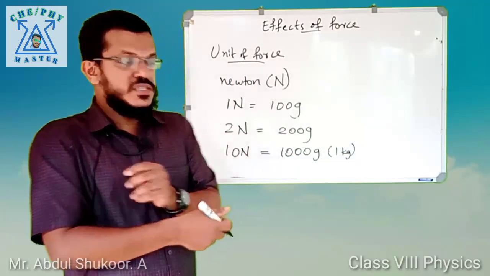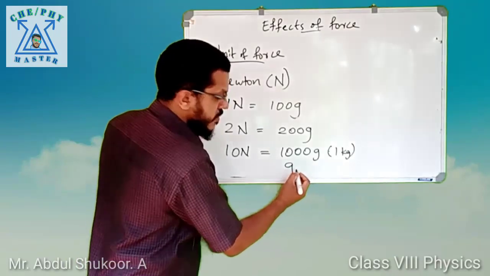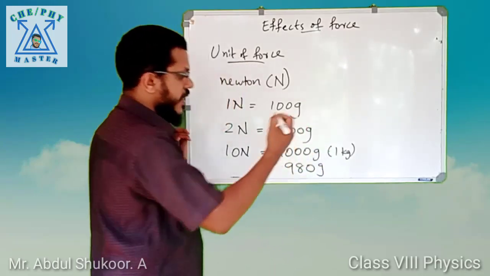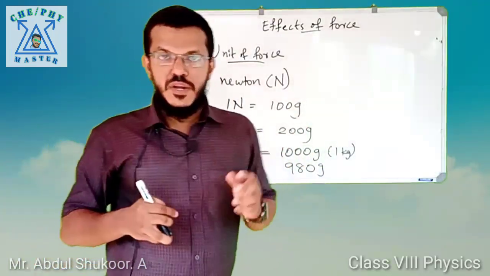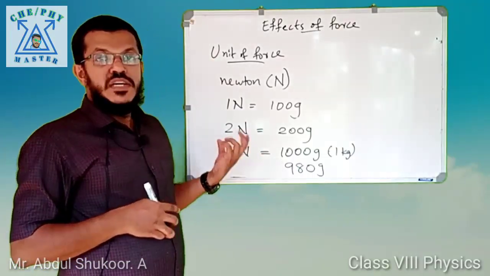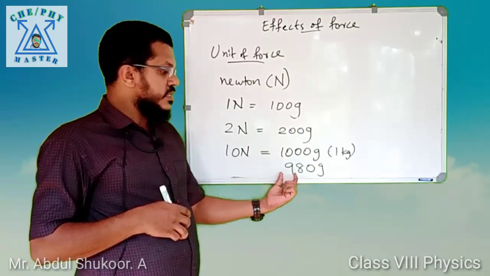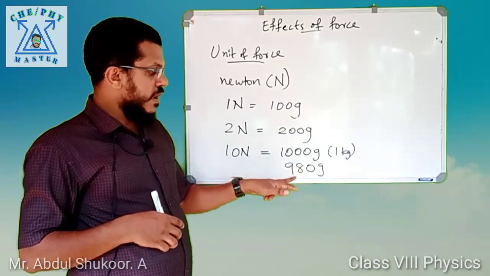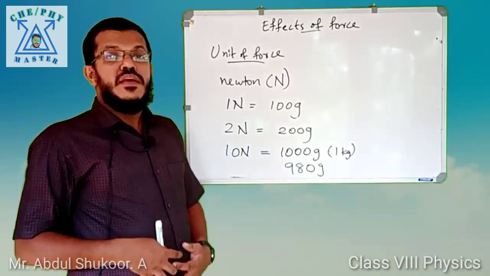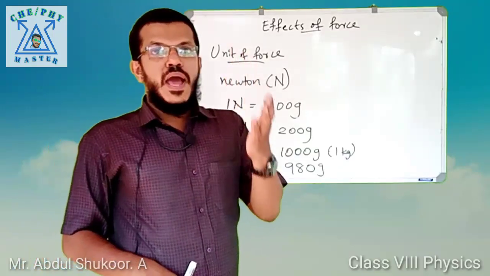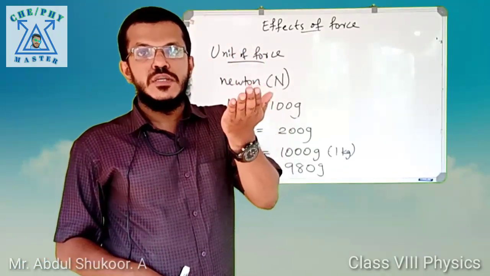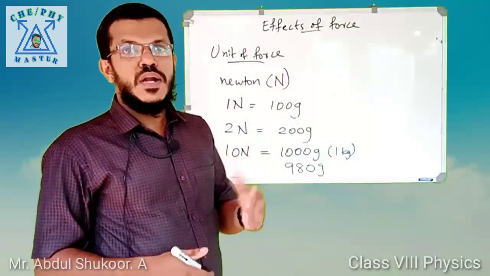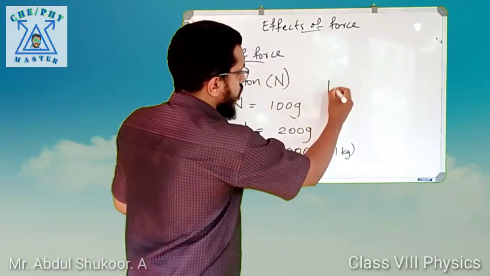The exact value is 980 gram. That is the exact value. That's why we can say that 1 Newton is equal to 98 gram exactly, and the approximate value is 100 gram. Then, the force applied to lift an object of mass 1 kilogram vertically upward is called 1 kilogram force. It can be represented by 1 kgf.